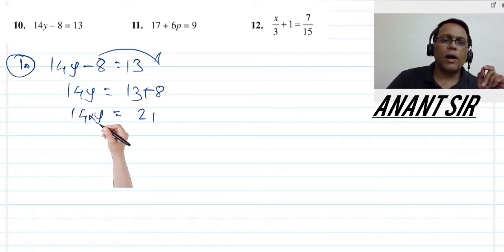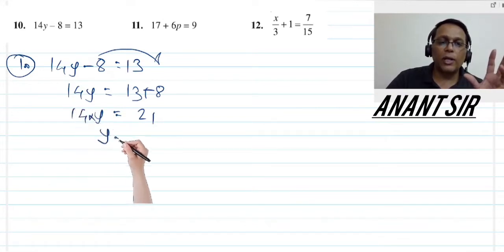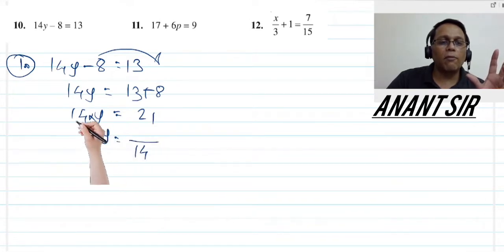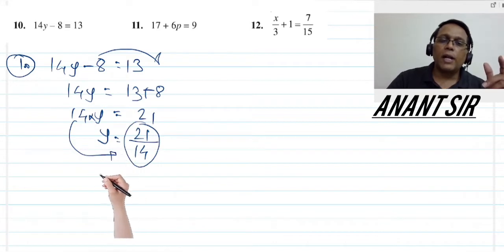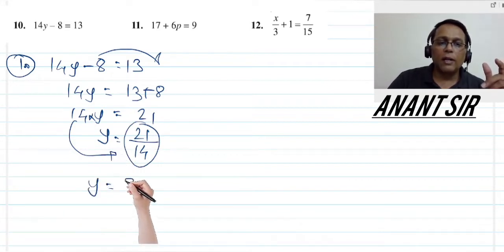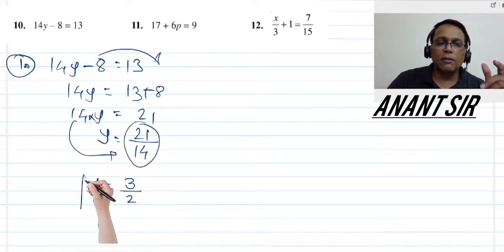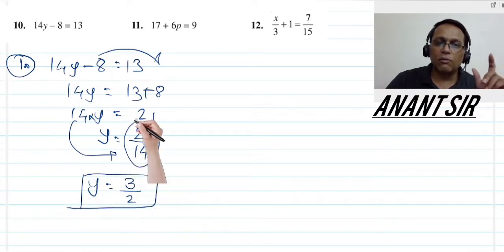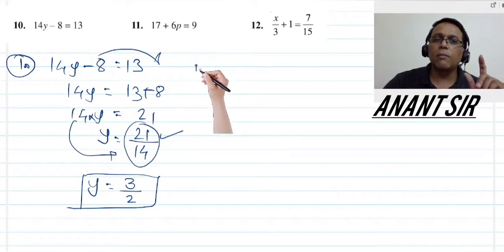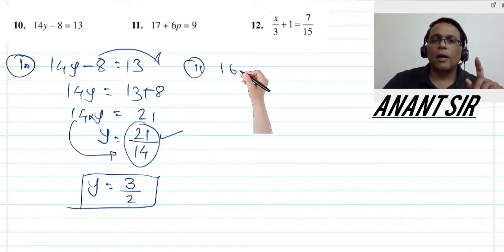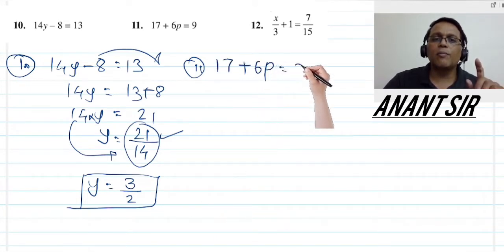14 and y. There is multiplication between 14 and y. So 14 will become divide when it goes to the other side. Now I can divide 21 and 14 both by 7 and it will be 7 3s are 21, 7 2s are 14. So this is our final answer, students. Don't forget to make it the simplest form. Okay. Now similar question is the next one. Not much difference. 17 plus 6p is equal to 9.